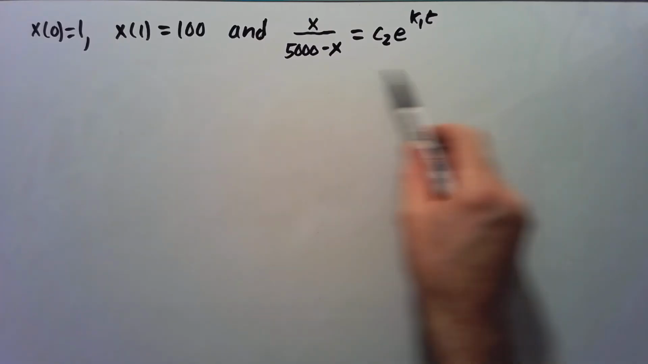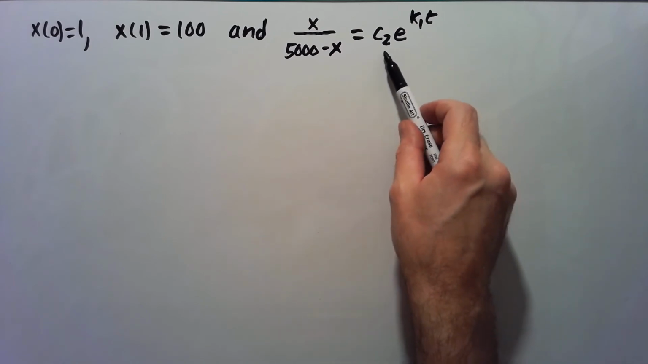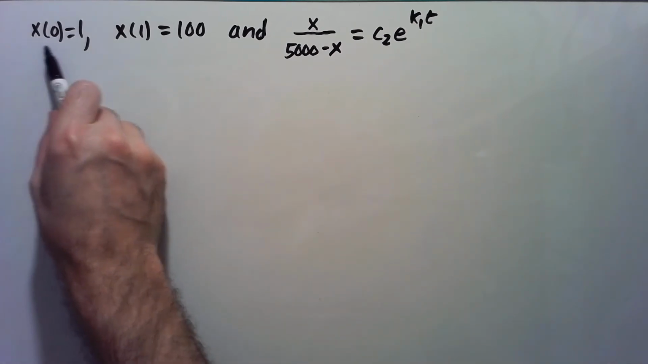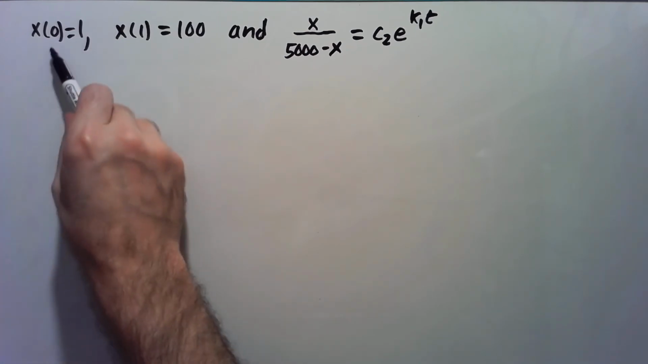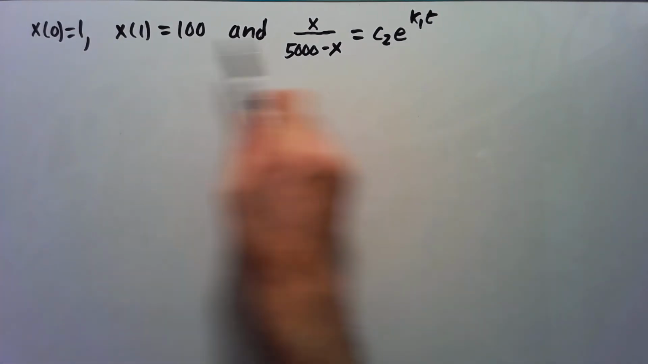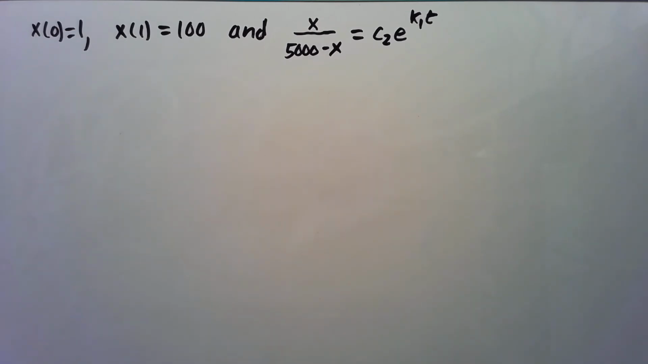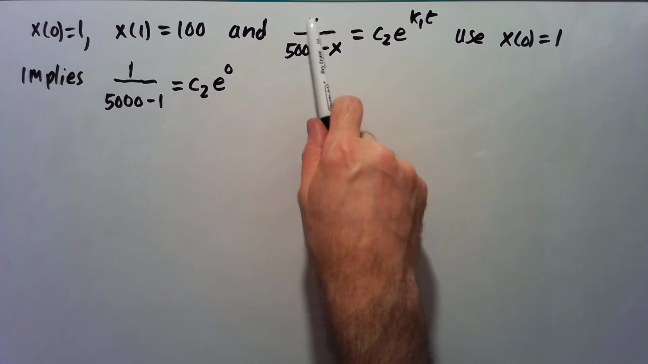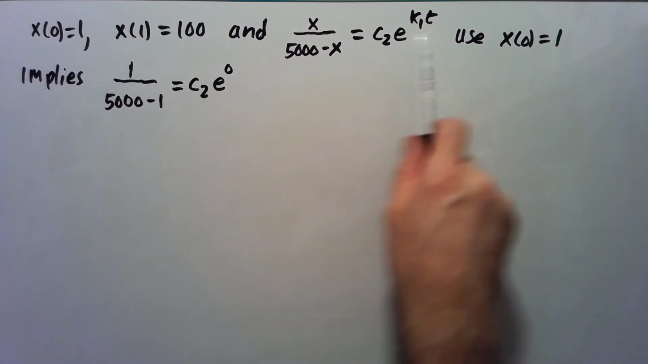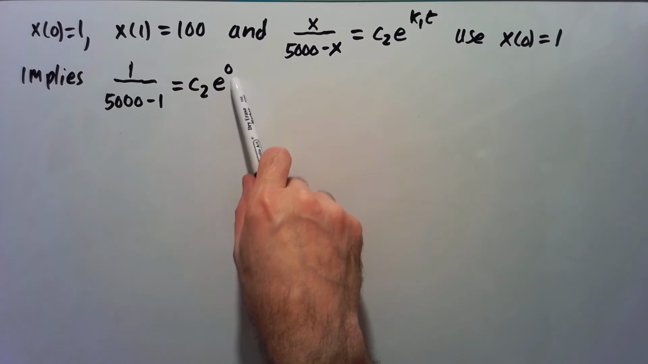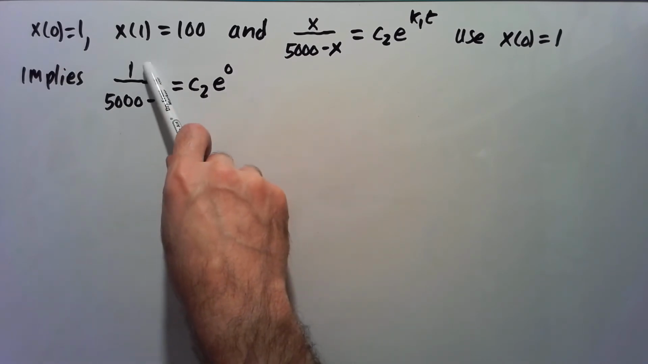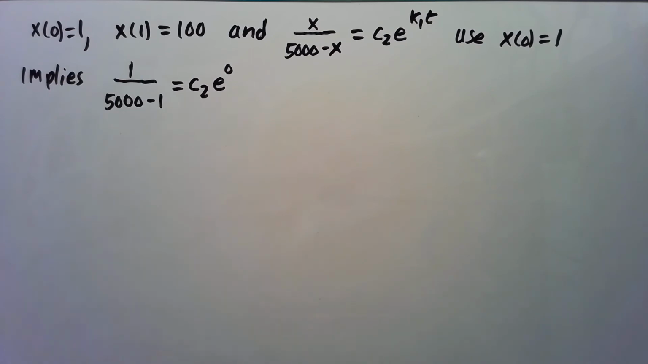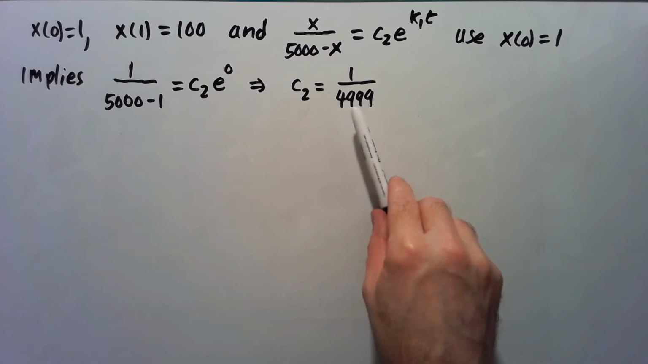Okay, so we have this. Now again, as I mentioned, we define the C2 and K1. Let's use the x0 being 1 first. So we're going to put 0 in place of t and 1 in place of the x here. So doing that, we get this. Again, I'm putting 1 in place of the x here and 0 in place of the t over here. So e to the 0 is 1, so it looks like C2 then will be 1 over 4,999. So the C2 is 1 over 4,999.